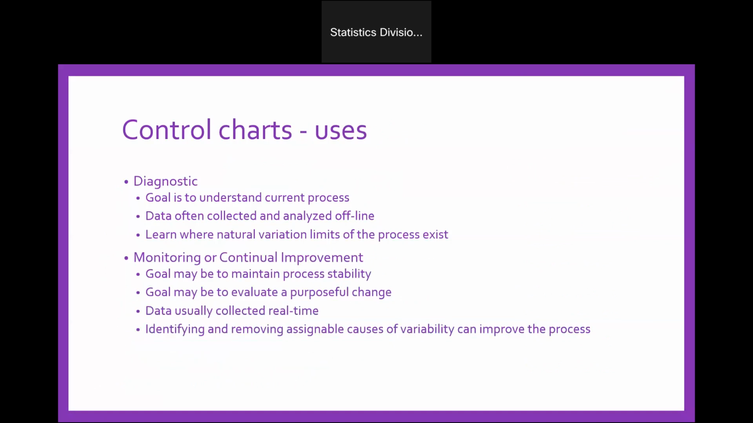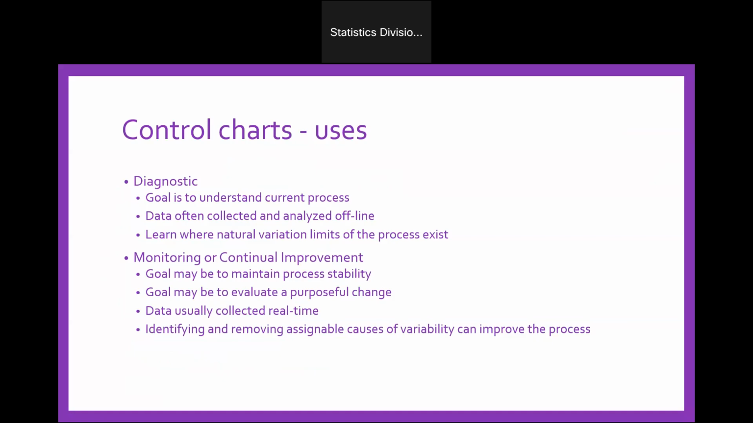So you can use a control chart for different reasons. You might have a process and you just want to look at how it's doing and see what's going on with it. So you might use it as a diagnostic tool. You go back and take some historical data and see what it looks like, try to analyze it, learn where the natural variation limits are, see if there are out of control points, and try to figure out what might cause that, things like that.